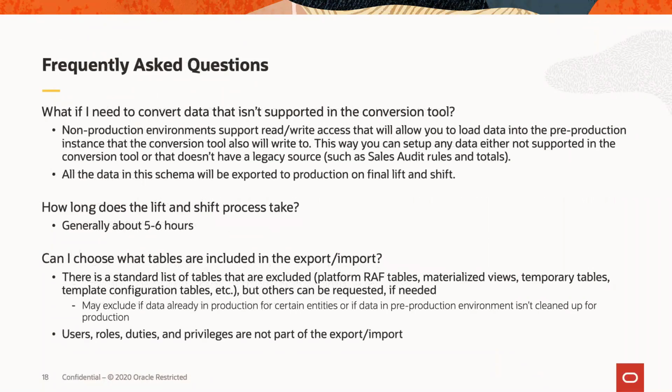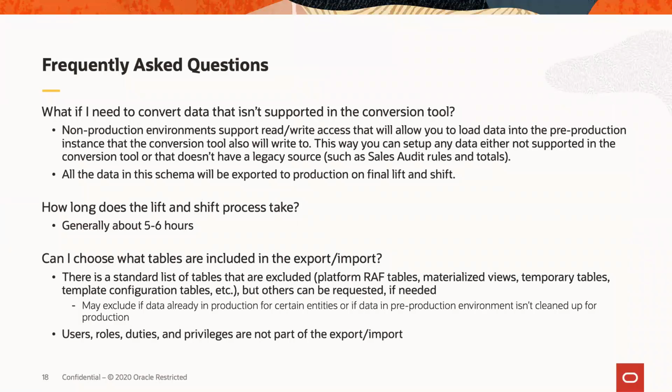A couple things that we've heard commonly: what if I need to convert data that isn't currently supported in the conversion tool? I mentioned this already a bit. This is definitely an area that we're continuing to look at opportunities for future functionality. But at this time, if it's not supported in the conversion tool, then the suggestion is to look at other ways that data can get imported into merchandising, which might be using some of our spreadsheet uploads, looking at some of our APIs, or you also have the opportunity to build scripts that can be loaded using the read-write access to the pre-production environment.